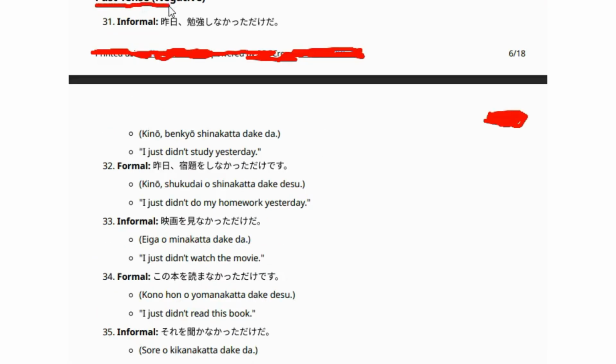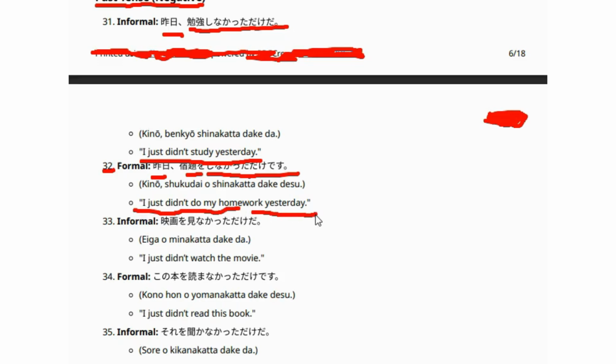Now let's see past negative sentences. The first one is kinou benkyou shinakatta dake da, which means I just didn't study yesterday. The next one is kinou shukudai o shinakatta dake desu, which means I just didn't do my homework yesterday. The next one is eiga o minakatta dake da, which means I just didn't watch the movie.